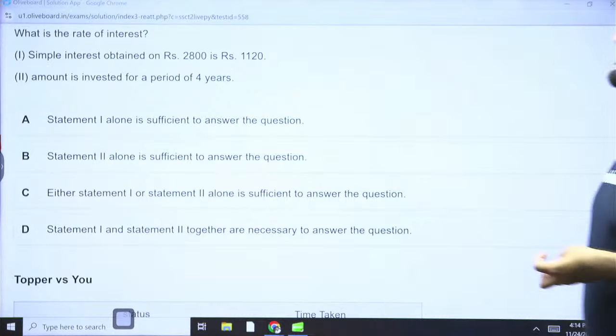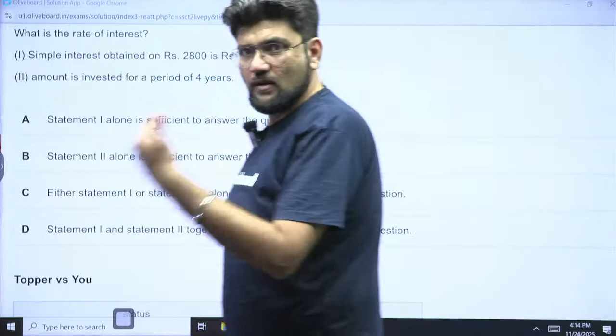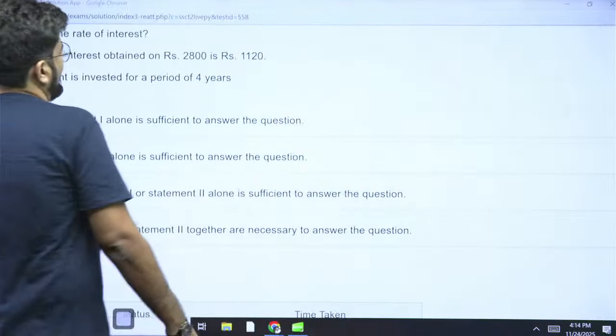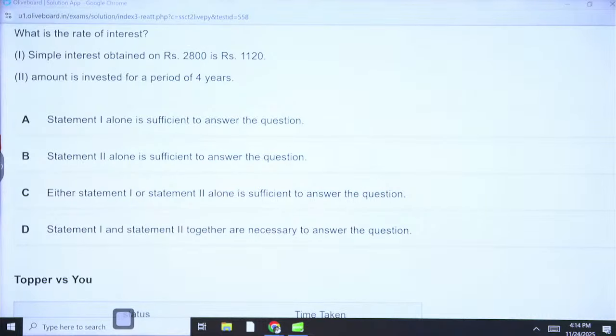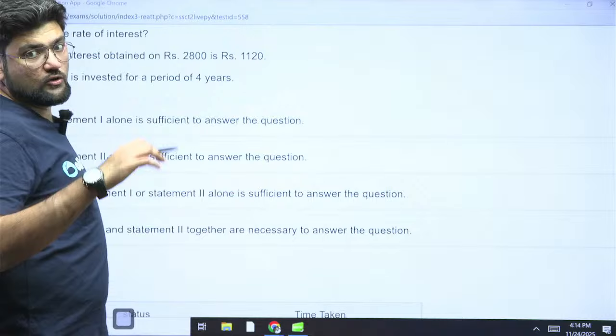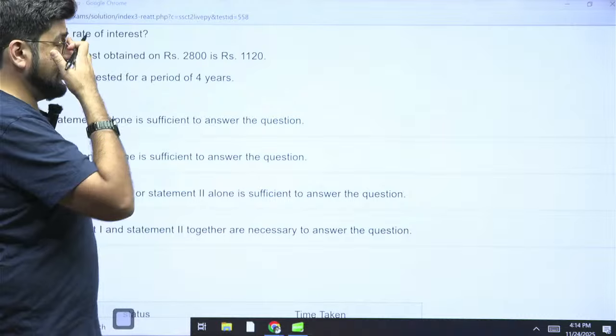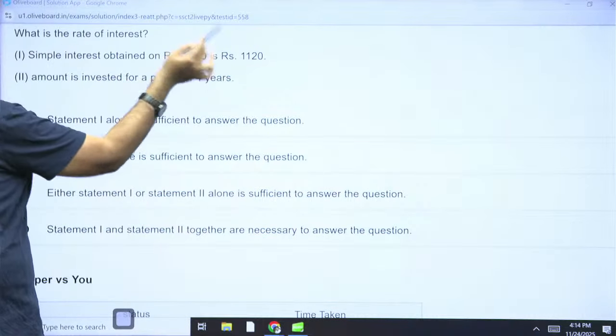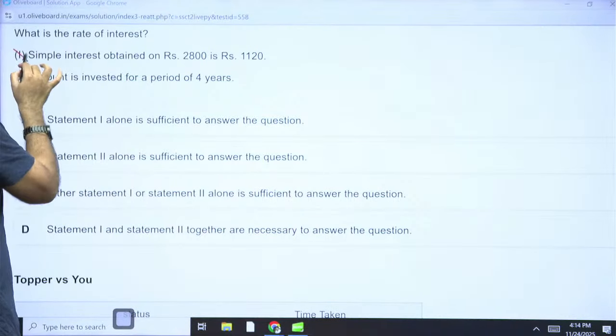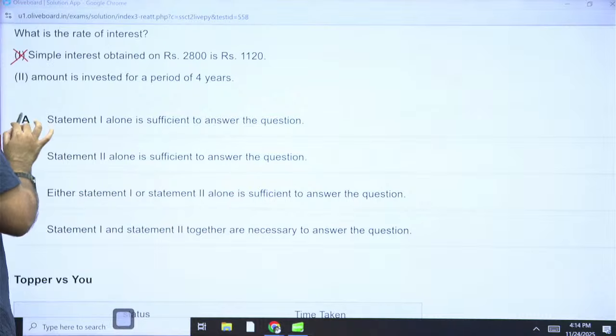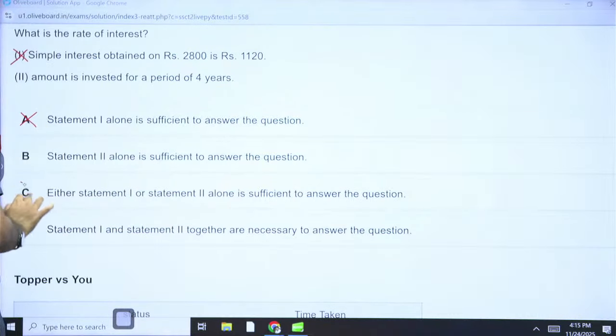So rate of interest means every year. The annual rate is what they need to know. Now you might find interest upon principal into 100, but that is only going to give you the overall increment, the overall percentage. We don't know the exact rate of interest per annum. So this is not sufficient. So one alone is gone. And if one alone is gone, either or is also gone.